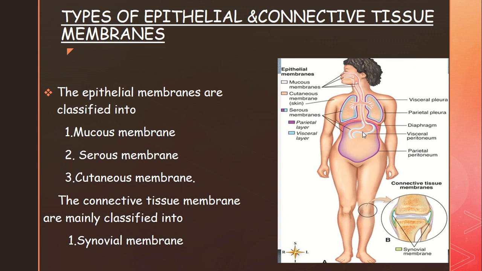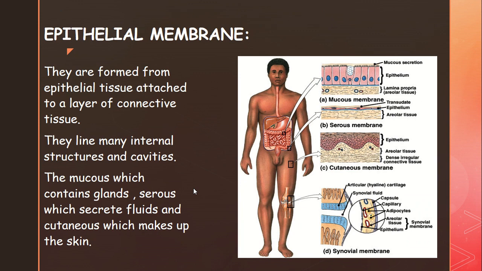For example, the visceral peritoneum is lining the organs, the stomach. The parietal is lining the outside layer. So parietal means outside, visceral means inside. And the synovial membrane protects the movable joints. First we will talk about the epithelial membrane.